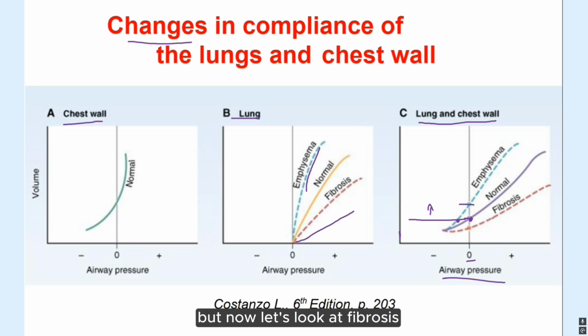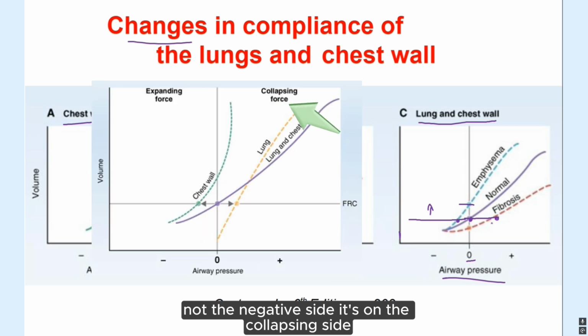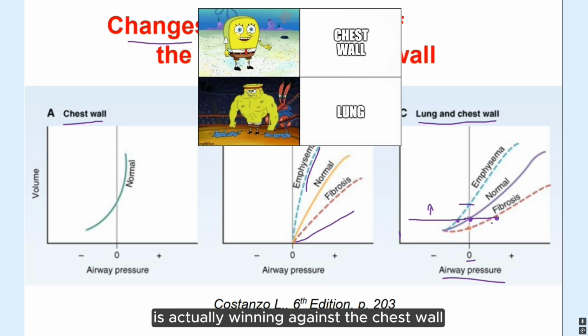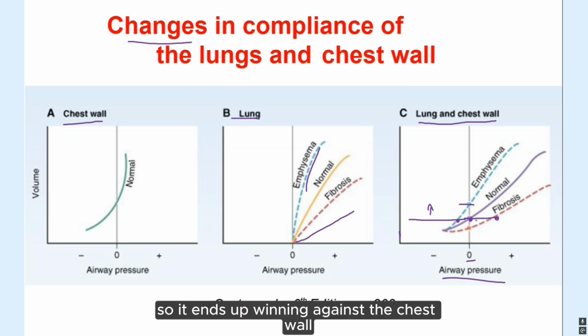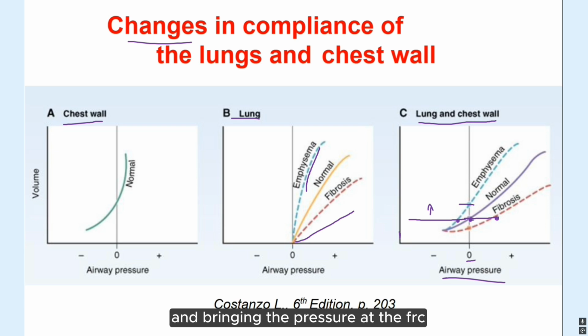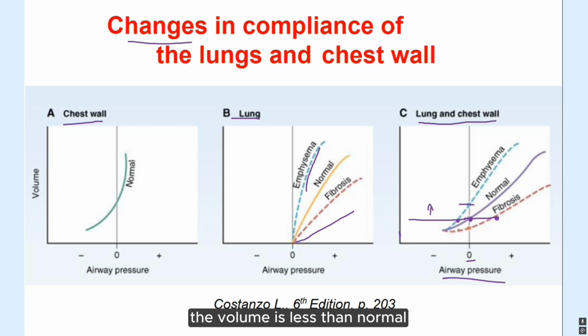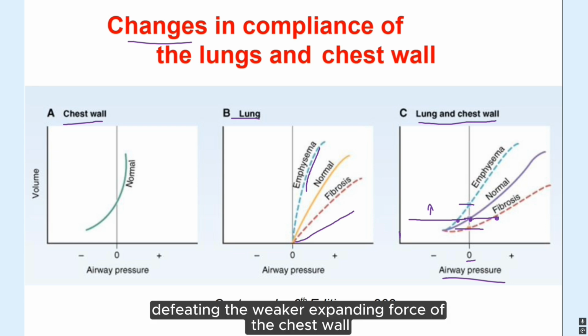But now let's look at fibrosis. You can see that actually at the FRC, it's on the positive side, not the negative side. It's on the collapsing side. Why is that, you might ask? Because in fibrosis, the lung tissue is actually winning against the chest wall. It has less compliance because of scar tissue. So it ends up winning against the chest wall and bringing the pressure at the FRC to the collapsing, positive side. And we can see that at airway pressure zero, or at rest, the volume is less than normal, which is because of the strong collapsing force of the lung defeating the weaker expanding force of the chest wall.